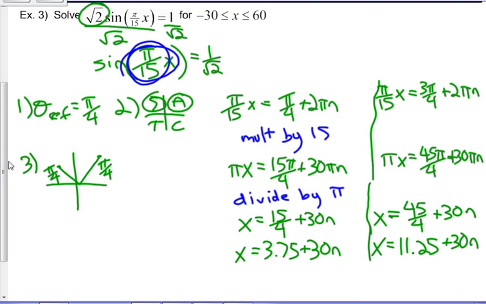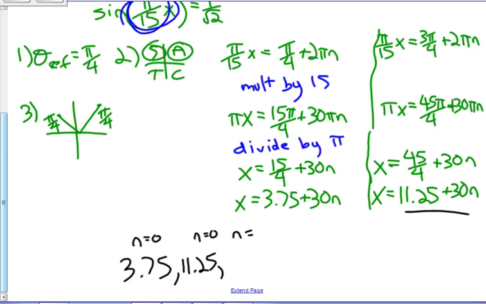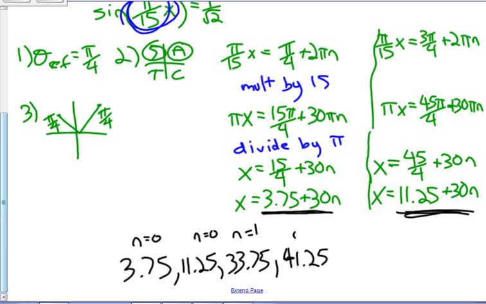Okay, last thing is for us to make this work with the given domain. So negative 30 to 60. I'm going to sub in n values. And I just like to write what the n values are so I can keep track of them. So if n is 0, that first one's going to be 3.75. The n is 0 is not really part of my solution. It's just part of me keeping track of what's going on. This one will be 11.25. Let's see what happens if n is 1. This one will turn into 3.75 plus 30, or 33.75. This one over here will turn into 11.25 plus 30, which is 41.25.